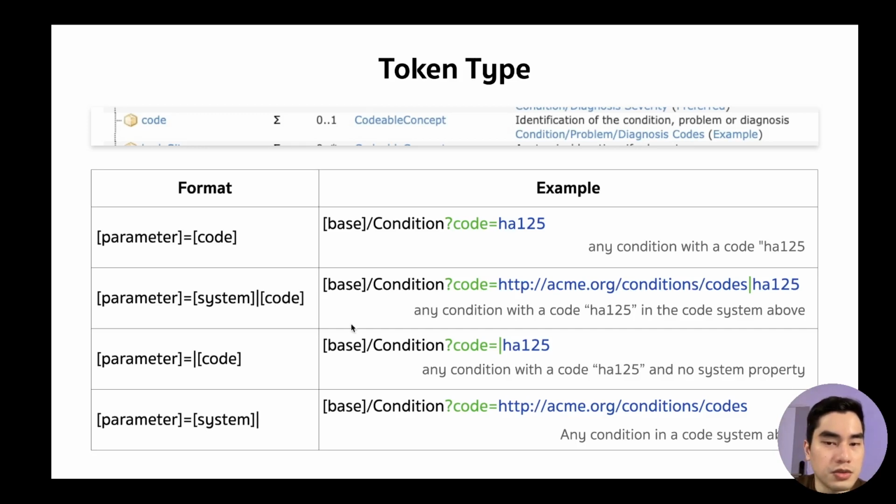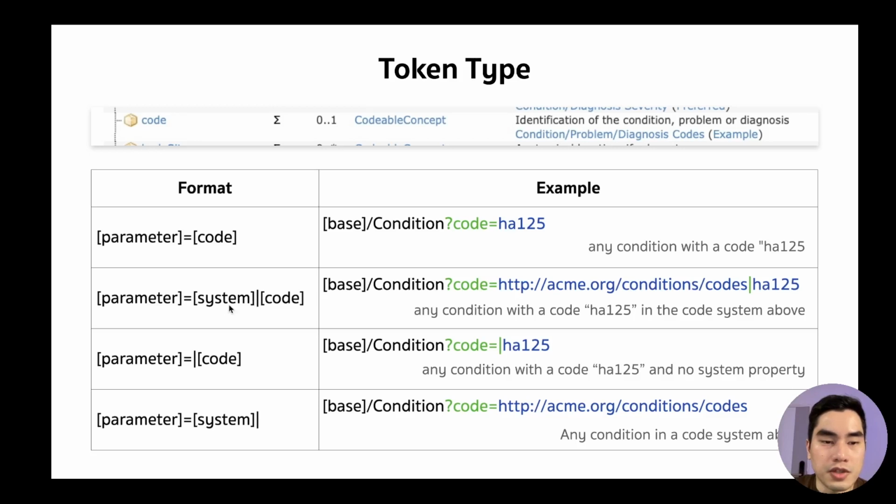So you have 4 options to search with the token type. If you want to search by only the code, you can do it this way. This is the parameter name, it's this one, which is also an element name and the parameter name. This is the code of the diagnosis that we want to search. If you put it this way, it will search any conditions with the code HA125, like this. The next one is, I would say, the full one, the typical token type search.